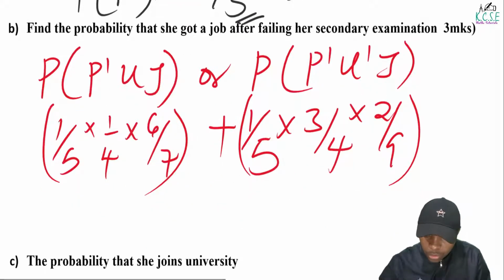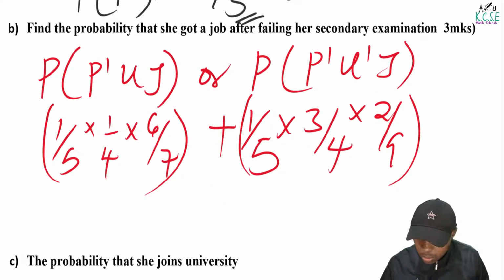So when we add those two, we'll now be able to get the answer. No, for this one, you just need to use the calculator, and when you use the calculator, you get the answer very fast. So you can simplify these.